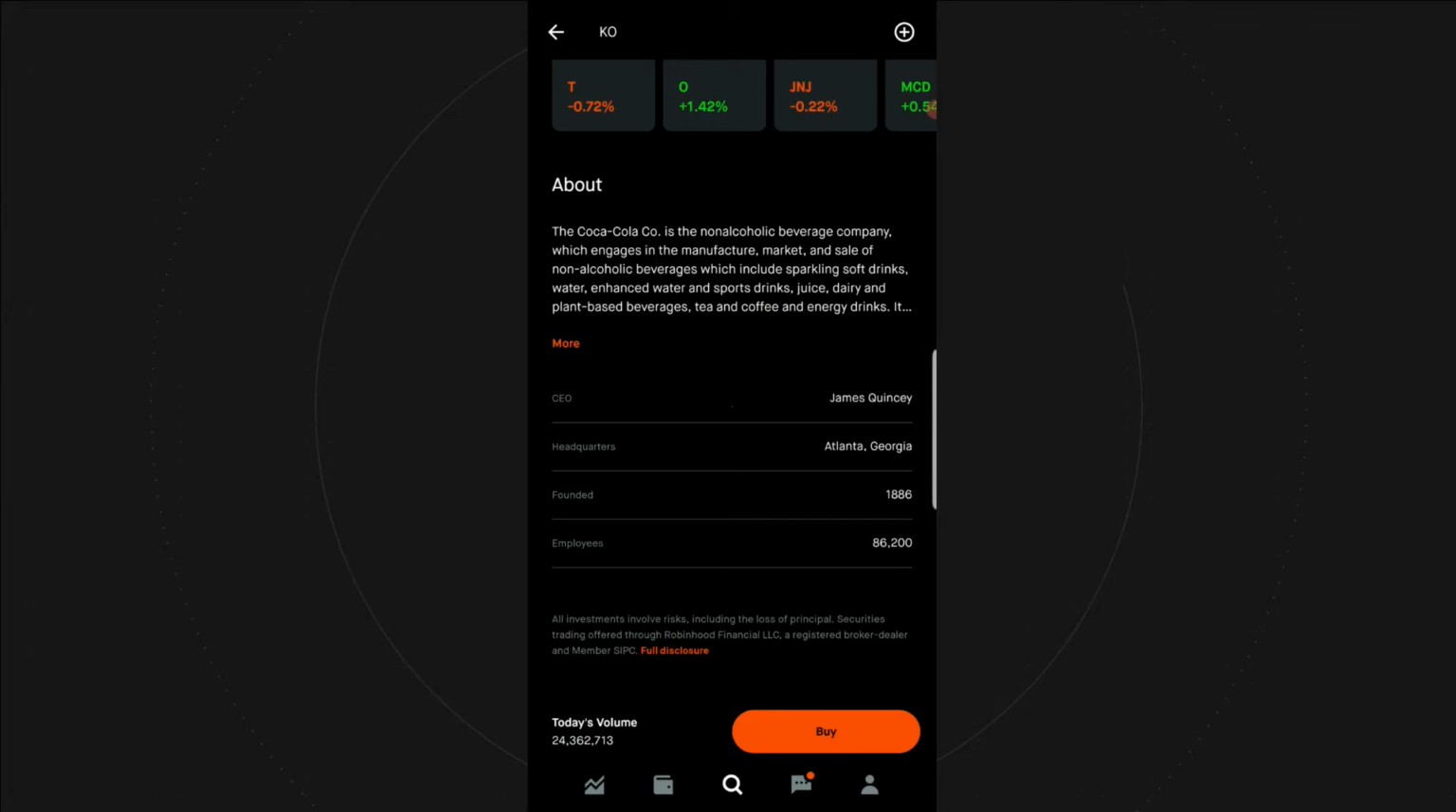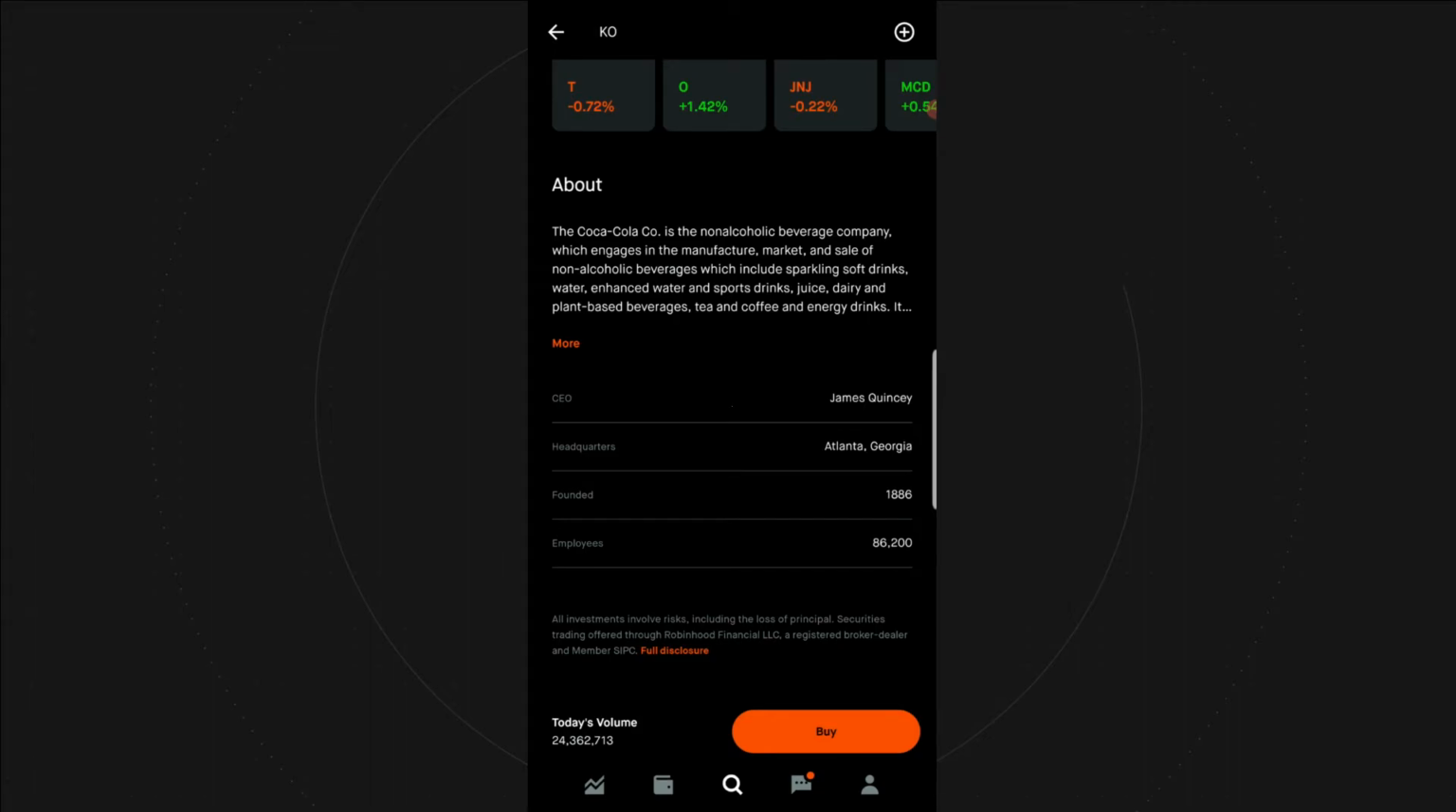Once again, Robinhood's not known for their robust information. They're known for being mobile friendly, easy to use, very intuitive. So if you're going to be using Robinhood, that's what you're going for. You're probably going to be doing most of your investing research elsewhere. But here it just shows you their CEO, where their headquarters are, and look at that, I was right, 1800s, when they were founded, and how many employees they have.